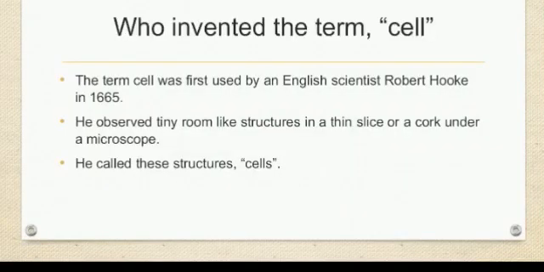Now let's talk about the person who invented the term cell. Students, it's hard to believe, but there was a time when we didn't know anything about the cell structure. In fact, the word cell, that is a Latin word, wasn't used as a biological term until 1665.